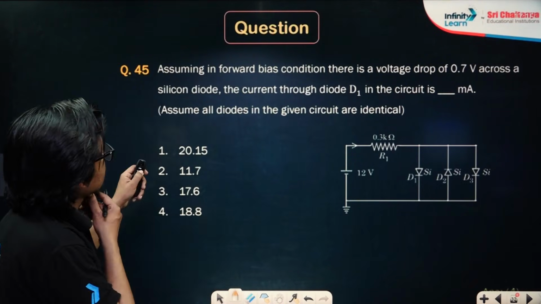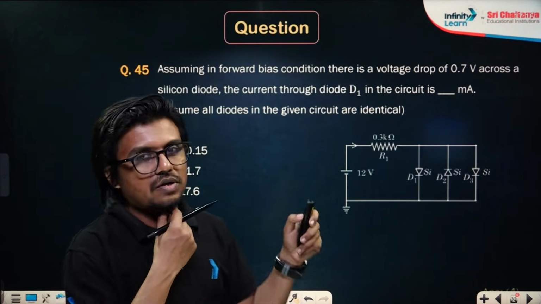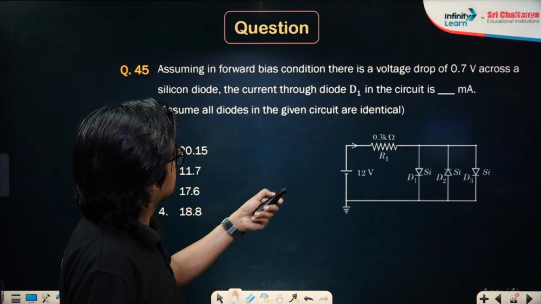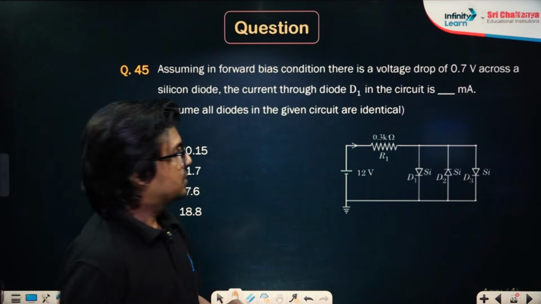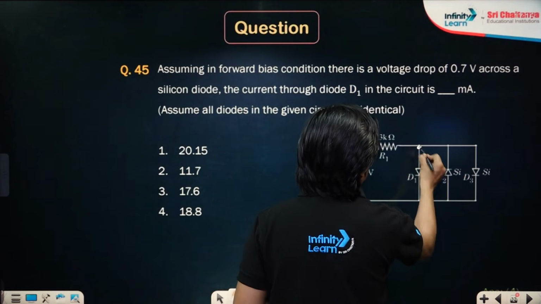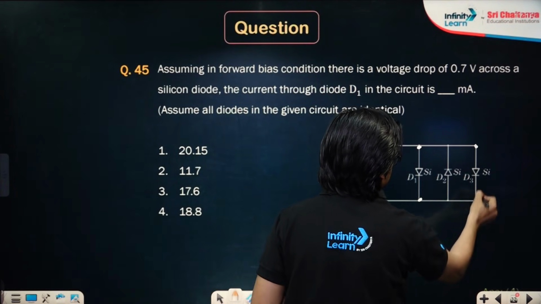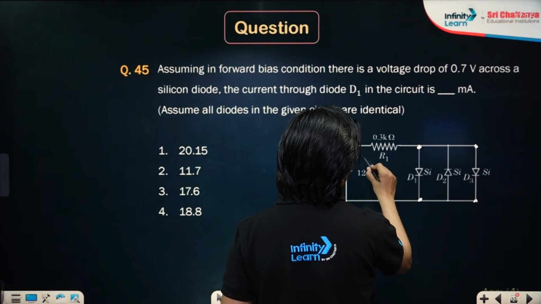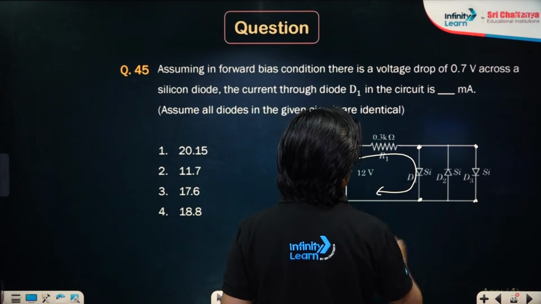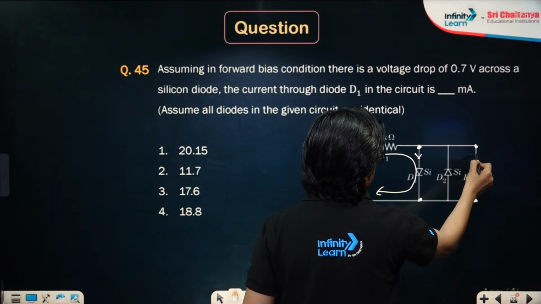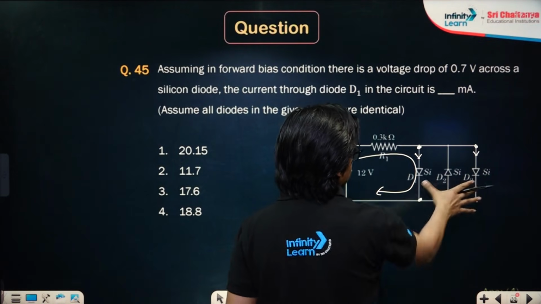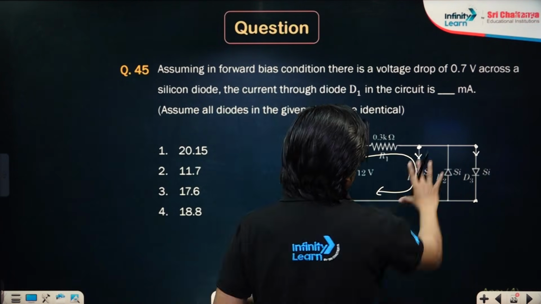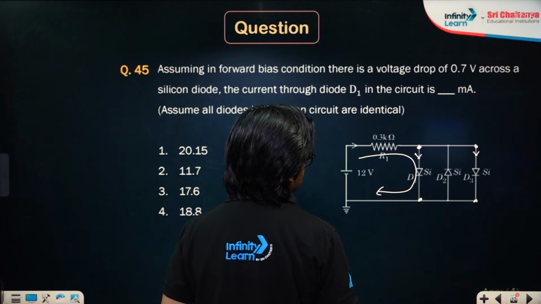Now the next question: assuming in forward bias condition there is a voltage drop of 0.7 volt across a silicon diode, the current through D1 in the circuit is in milliampere. So 0.7 volt is the drop here, 0.7 here. These diodes are providing zero resistance, though the current is going through them, but the voltage drop of 0.7 is there. So what is the current going?